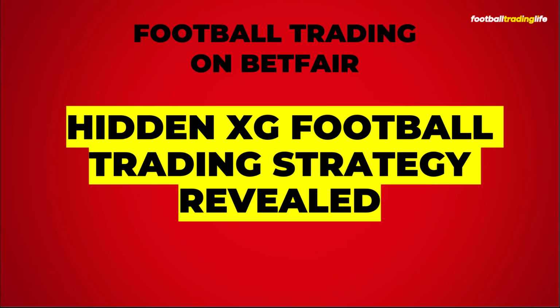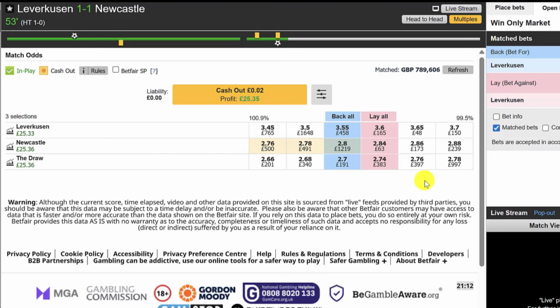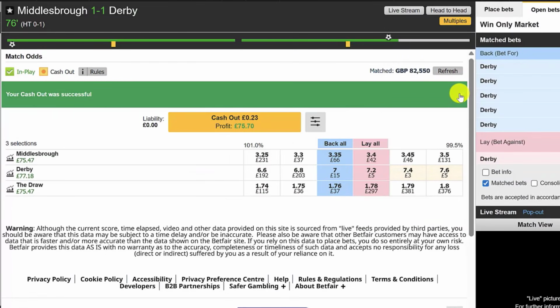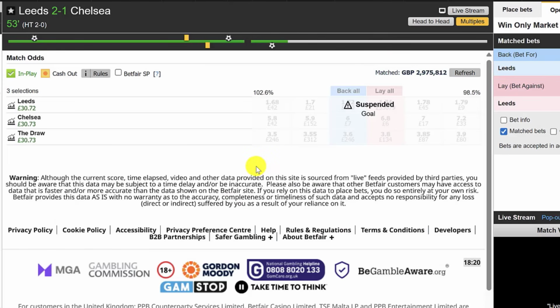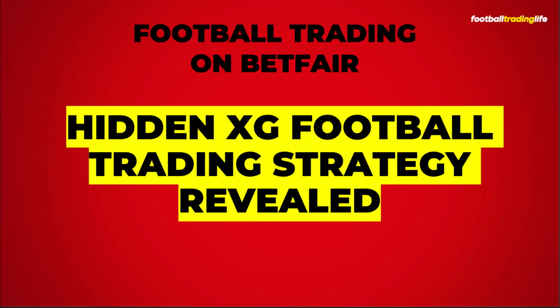We're going to be looking at a hidden XG football trading strategy that works well and often flies under the radar to the point that most football traders totally miss it. So I'm going to be showing you what it is, how we can spot opportunities, and also showing you some real life demonstrations of it on the Betfair exchange itself. So go grab a nice cold beer or an Aperol Spritz and let's get into it.